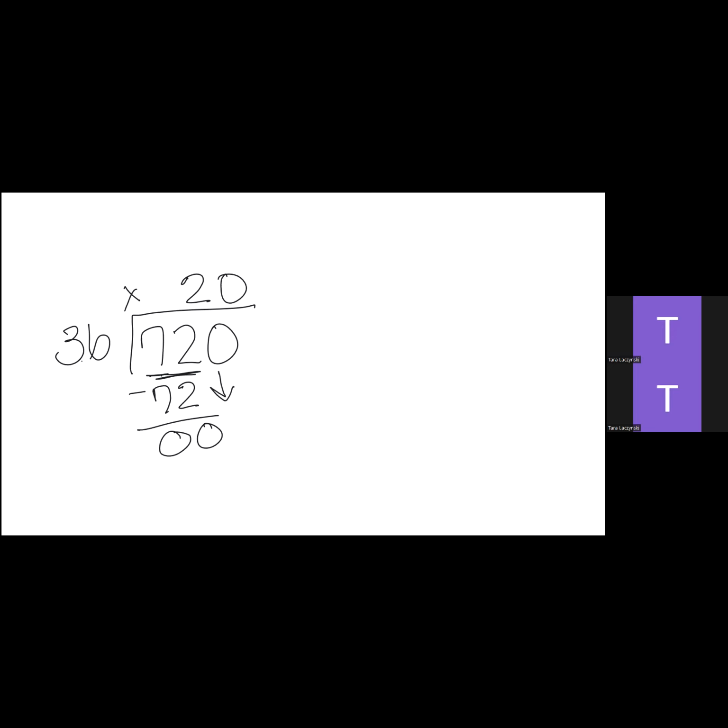If you just got the 2, ask yourself, is 36 times 2 going to give me 720? It's not. Remember, we can always take our answer and multiply it by our divisor, and that should give us what is inside the house, our dividend. So it's always a great way to check. If you get an answer and you're looking at it and you're thinking, this does not seem right, check it. The math doesn't lie. It'll tell you if it's right or not.